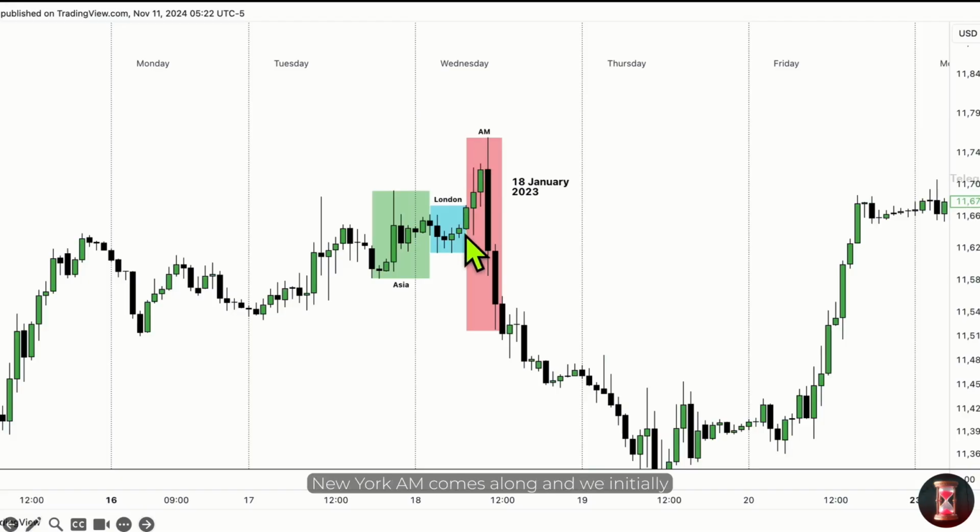New York AM comes along and we initially open up, run higher, taking out the Asia high right here. And we then see the market form the high of day before rolling over, drawing towards the downside. Meaning we take out buy side liquidity and we then revert towards sell side liquidity next. Meaning we reversed on that underlying order flow which got established during both the Asia and the London session. Sell side liquidity is resting below that London low and secondly below that Asia low.